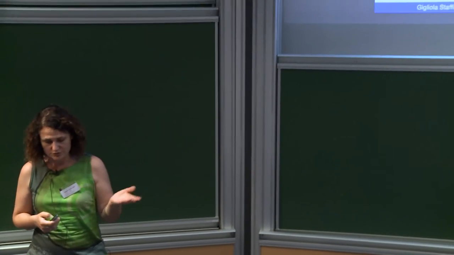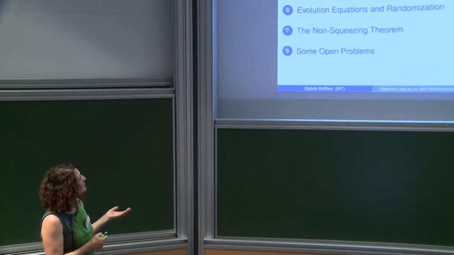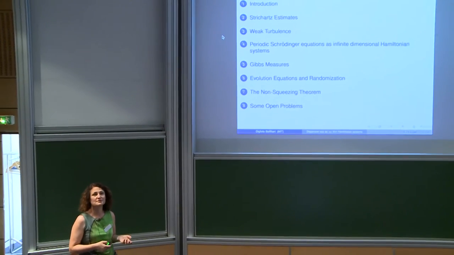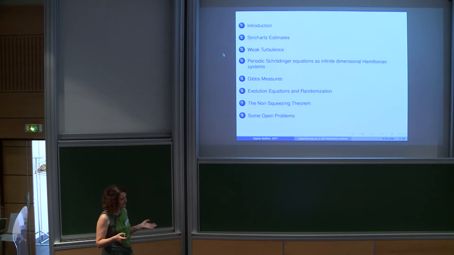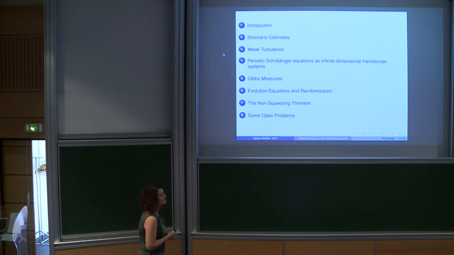Then I will move to weak turbulence, but there are many different definitions of weak turbulence. This is a very, very weak turbulence. I just wanted to tell you a little bit about that. And then I'm going to look at the Schrödinger equation as an infinite dimensional Hamiltonian system.